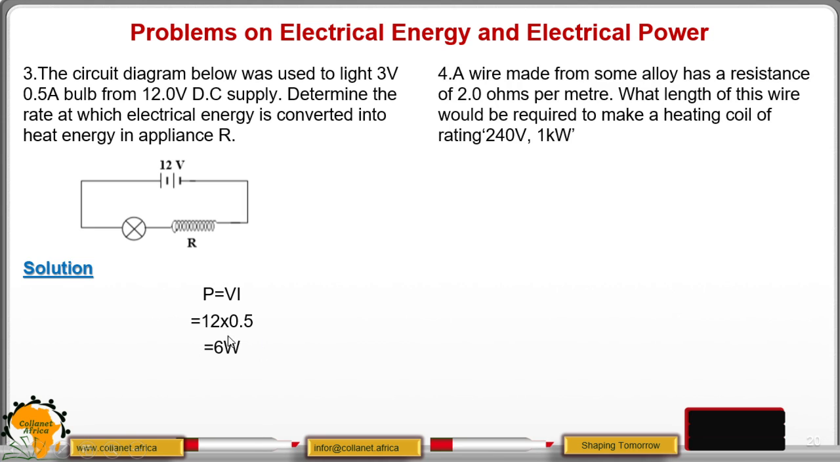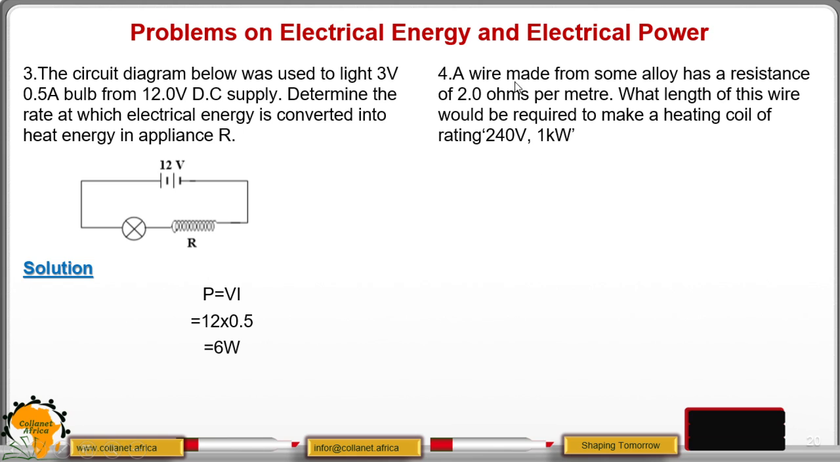Because now we are supposed to determine the rate at which the electrical energy is converted, and the rate at which the energy is converted is what we call power. So power is equal to 6 watts.